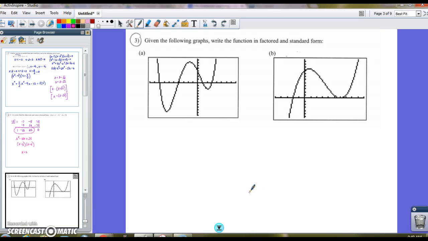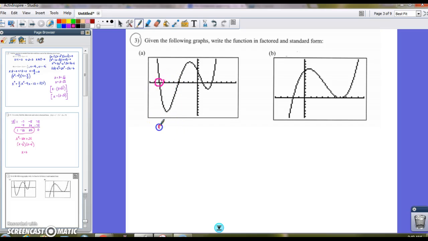It says if you have the graph, write the function in factored and standard form. Well, all we have to do is find our zeros. This is a 4th degree polynomial, which I know because I'm crossing the x-axis 4 times, and every single time I'm just passing through. So I have there, there, there, and there.